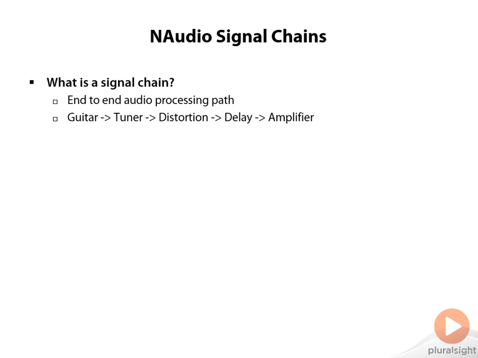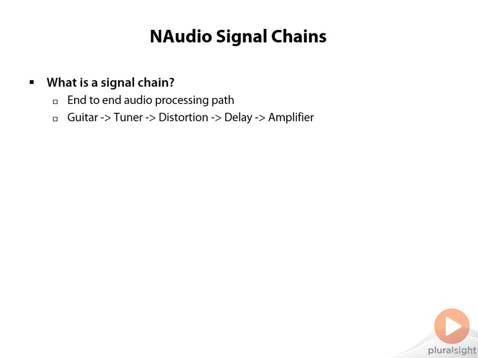If you're a guitarist, you might take the output from your guitar and plug it into a tuner, and the output from that and plug it into a distortion pedal, and then the output from that and plug it into a delay pedal, and then the output from that and plug it into an amplifier. And that's your signal chain. As you can see, the audio has been passed from component to component, from input to output. And within audio, you're doing very much the same thing. You're taking an input, or maybe more than one input, and then chaining it through various processing stages before finally connecting it to an output.